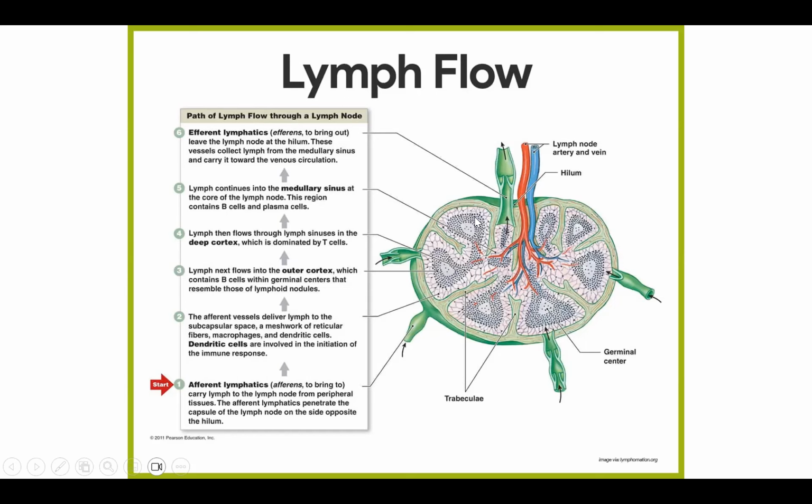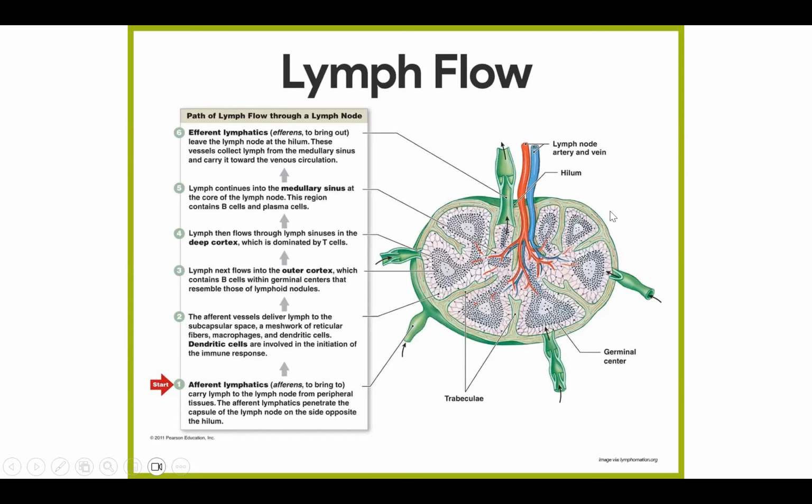All right, and then it eventually flows out into the efferent lymphatics. Okay, and so the efferent lymphatics leave the lymph node at the hilum, and these vessels collect lymph from the medullary sinus and carry it toward the venous circulation. Okay, so there's this flow that's taking place.